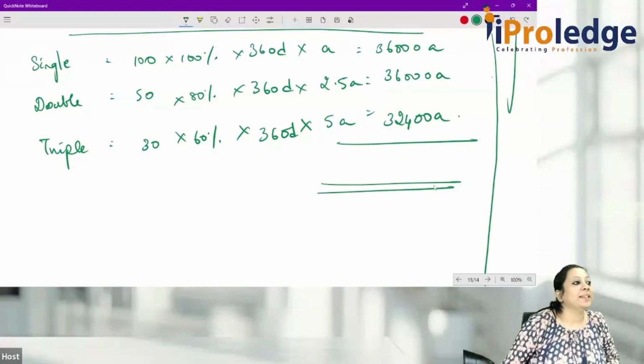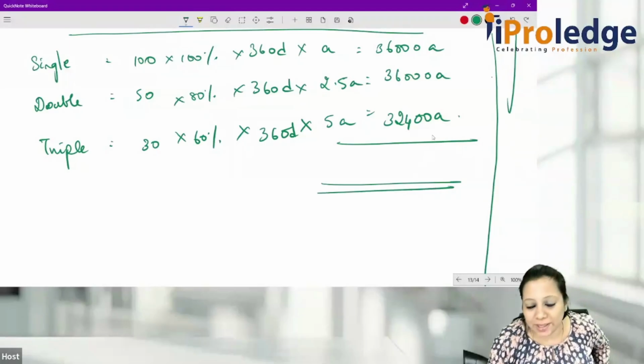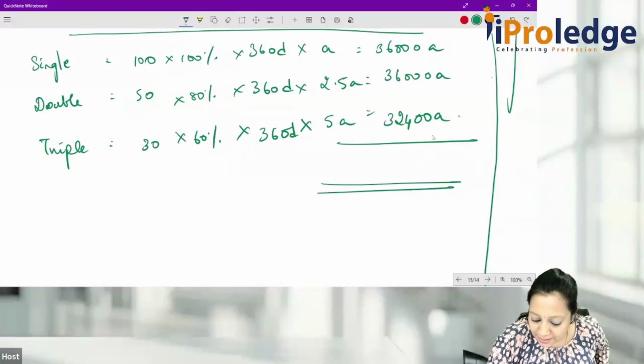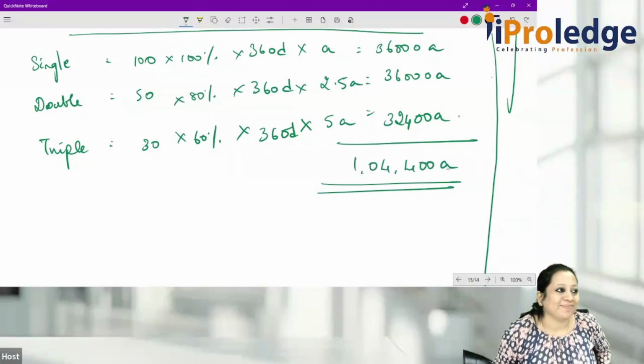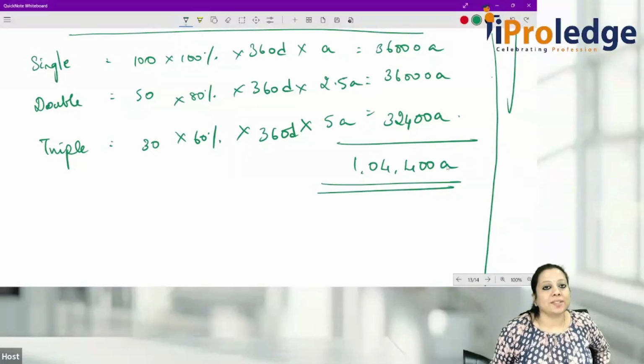We have made everything into equivalent. Yes. Now the total 36,000 plus 36,000 plus 32,400, 104,400 into A. So what is the meaning of this? For normal fare, 104,400. Okay. Room days. That will give me the sales. Correct, students?